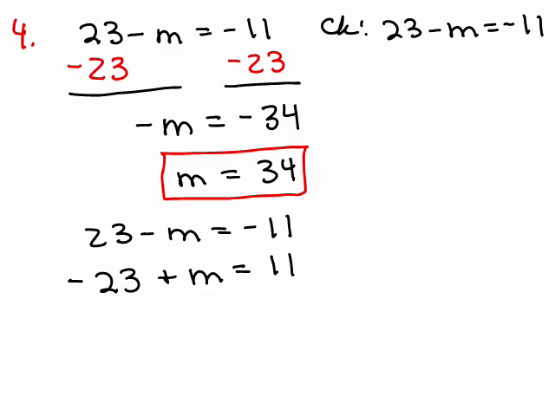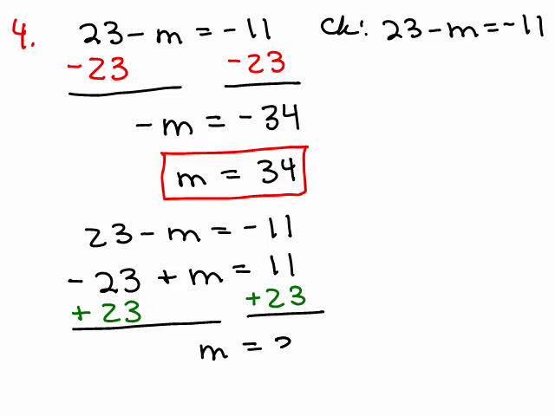And then I could add 23 to both sides, because I want to get rid of the -23 on this side. So I get m equals 34 again. So that's two ways you could do this problem, but there are more.